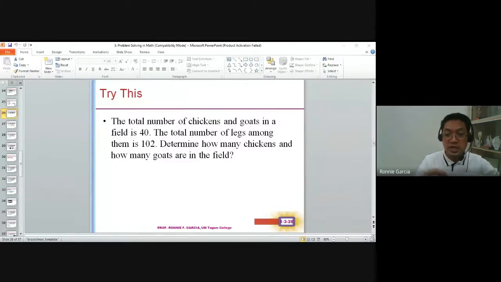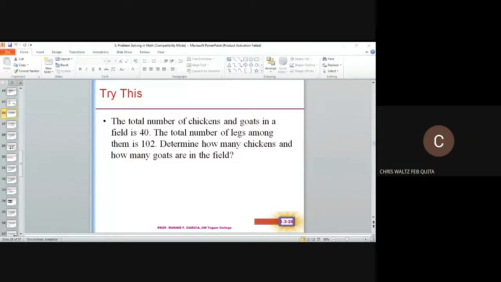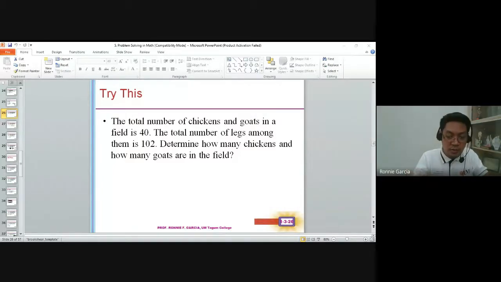Let's see if Kita is correct, for the second time, if she got it right earlier. Let's check if it's correct. We will perform step number 4 of Polya's steps. Step number 4 again is look back and check. Let me go back to the problem.